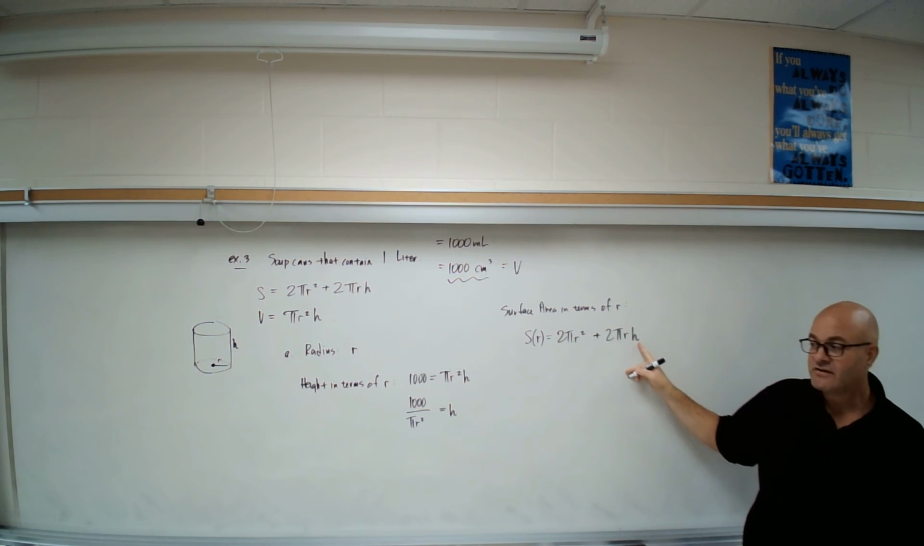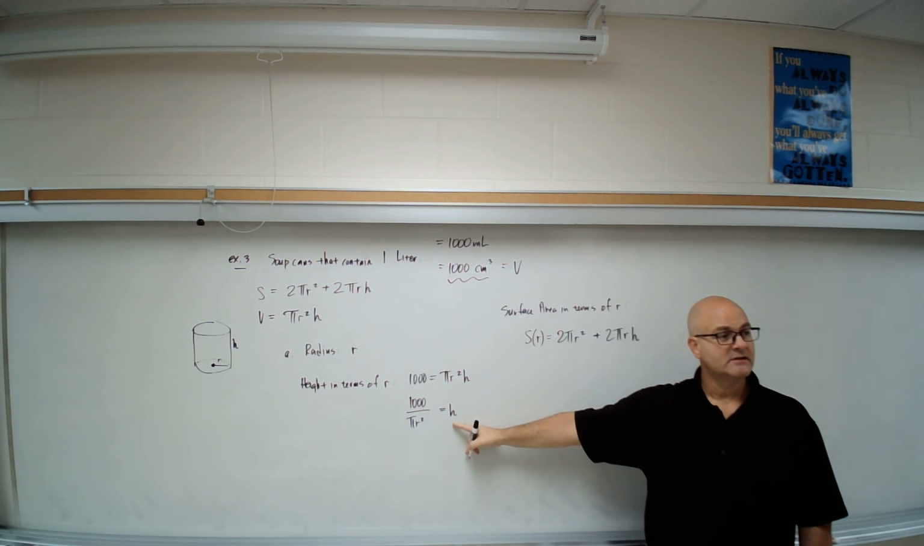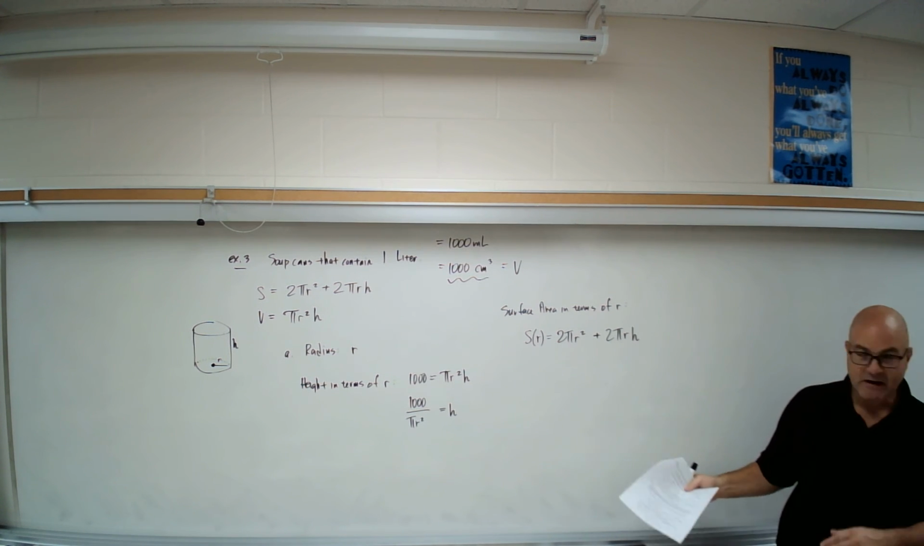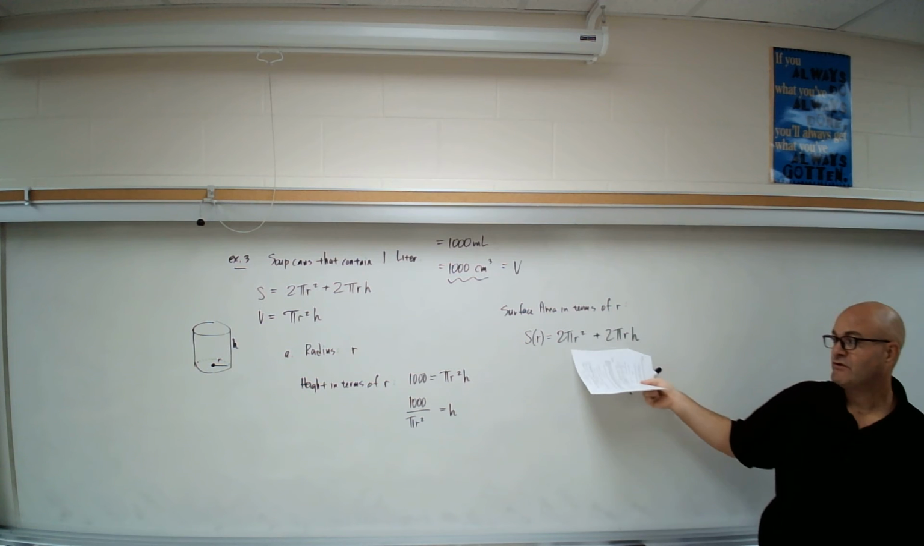We need to get rid of h. That's why we did this here. So we kind of did it backwards. Like we found what we needed before we knew what we were looking for. But you see the idea here? So my goal was to get a surface area function with just one variable. We're choosing to use r.